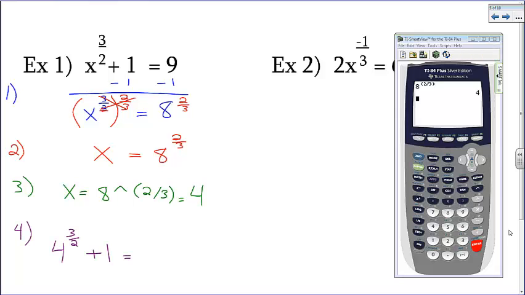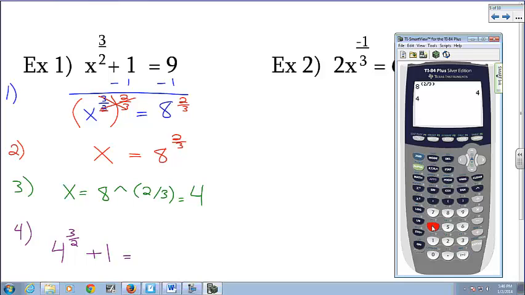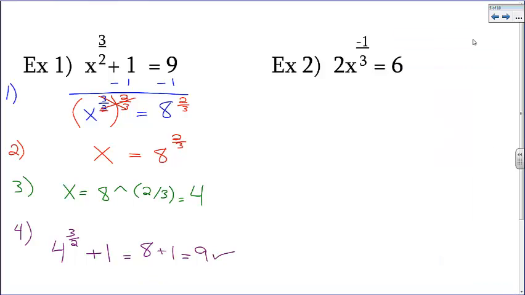Finally, I'm going to check my work by plugging 4 back into the original expression. Using a calculator, I find that my answer is correct, and I am done. Example 2 is very similar and follows the same process. I start by isolating my variable through basic algebraic manipulation.